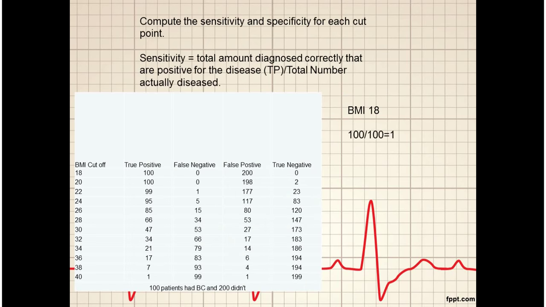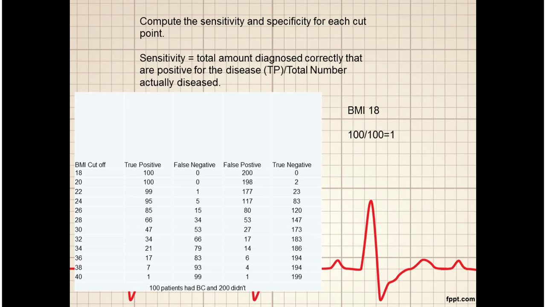So right here at BMI equals 18, I do one calculation for you. Take the notes down, because the previous class, they kept asking me to go back and forth on the slides. So what you want to do is take the total that you got right, positively identified as having the disease, divided by the total that were actually diseased.